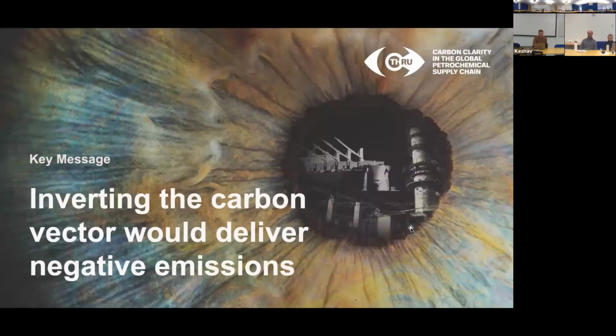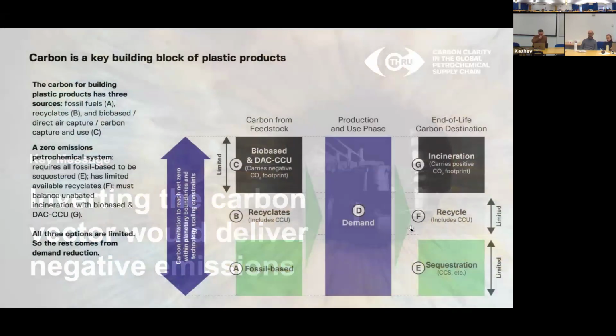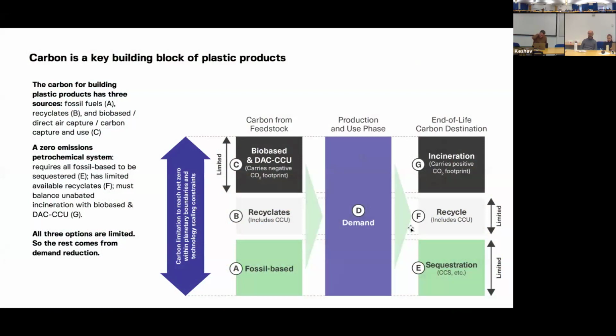Final one, inverting the carbon vector would deliver negative emissions. So this is very speculative, quite hard maybe to do. What we found when we looked at carbon is that carbon is a key building block of plastics. So decarbonising plastics doesn't really make sense because they're made from carbon, and you need to get the carbon from somewhere.